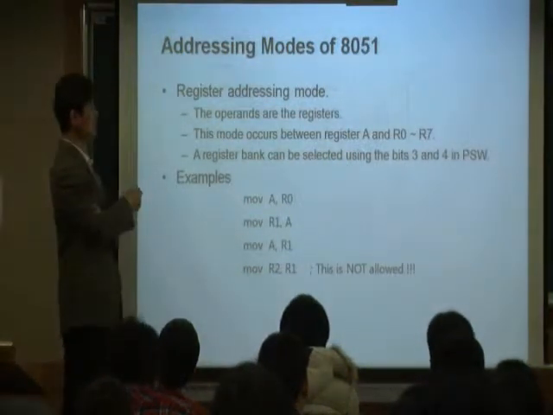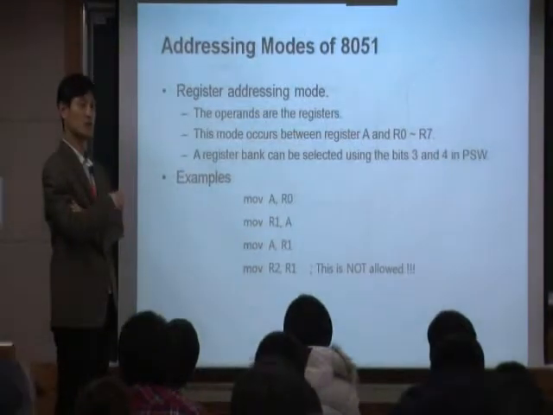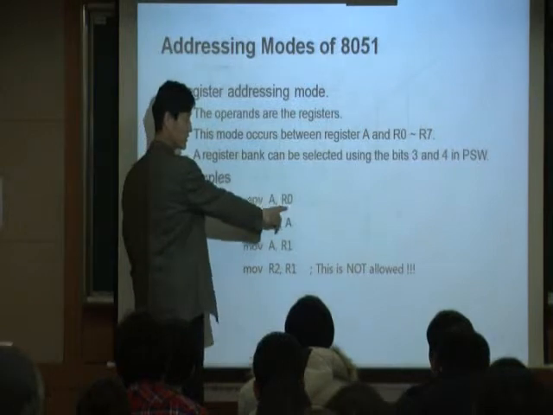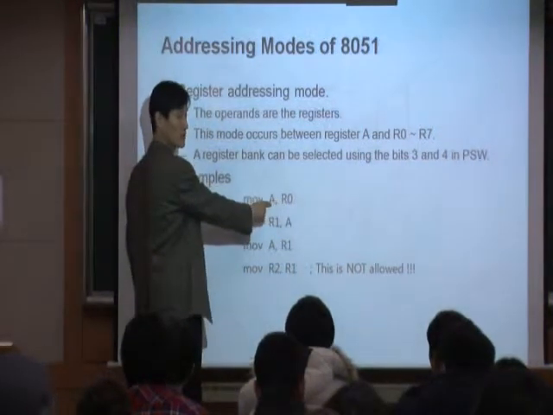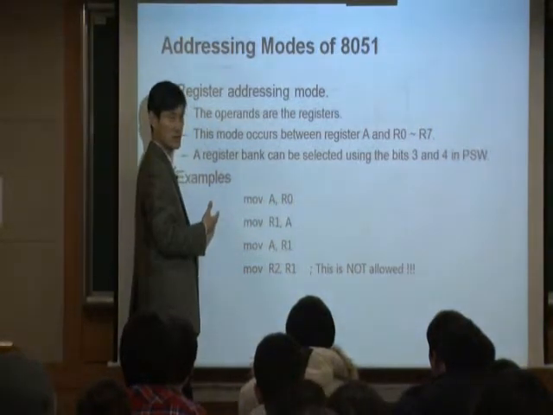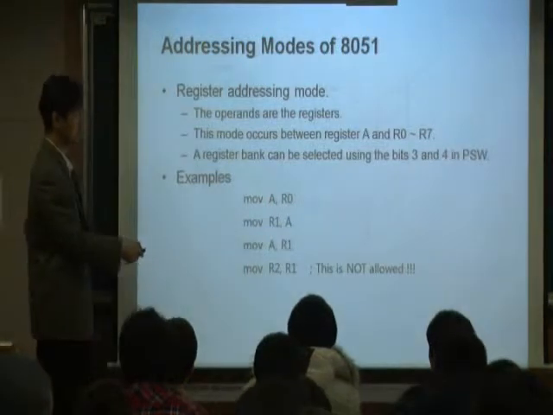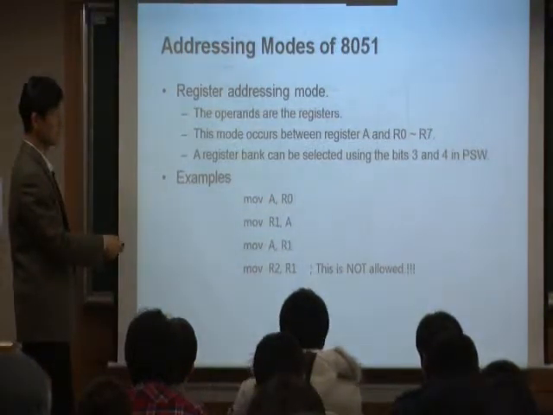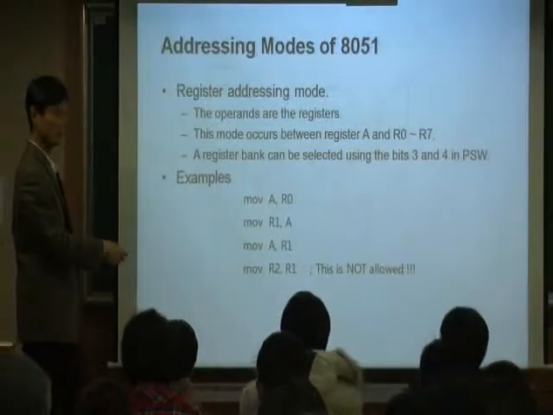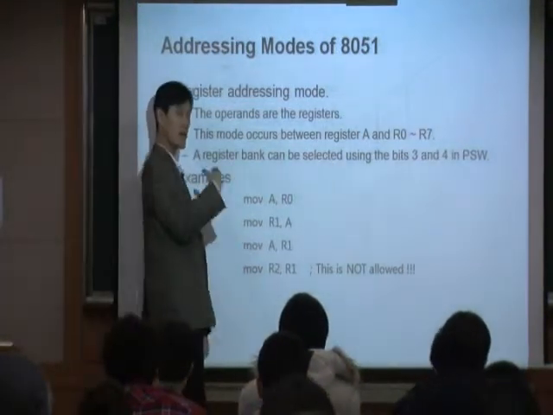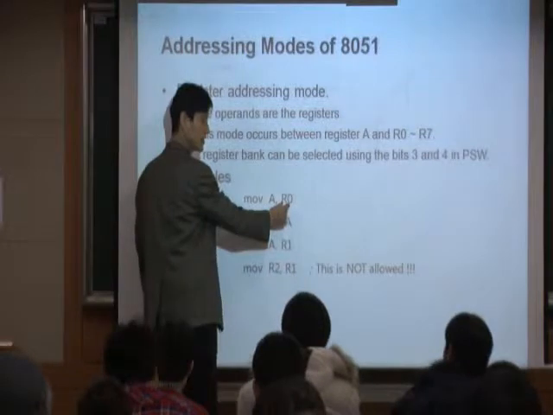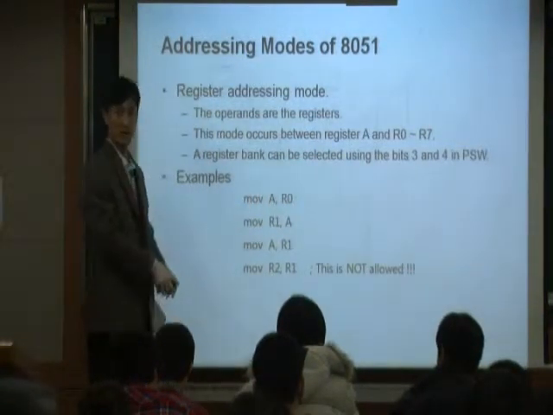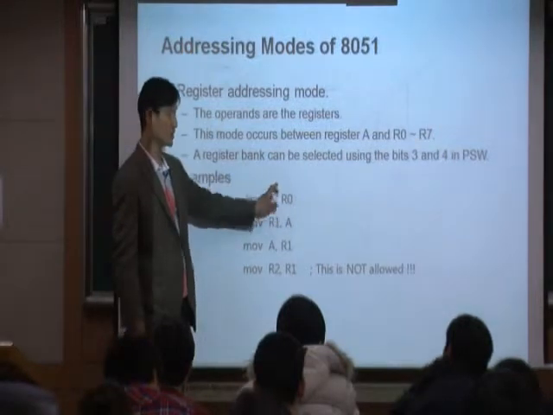Second addressing mode is called the register addressing mode. But this is actually simple. See here, look at the example. If you use the register, then it's register addressing. Here, move A, R0, which means that you want to copy the value in R0 to A. You have some value here, and you copy it into A.